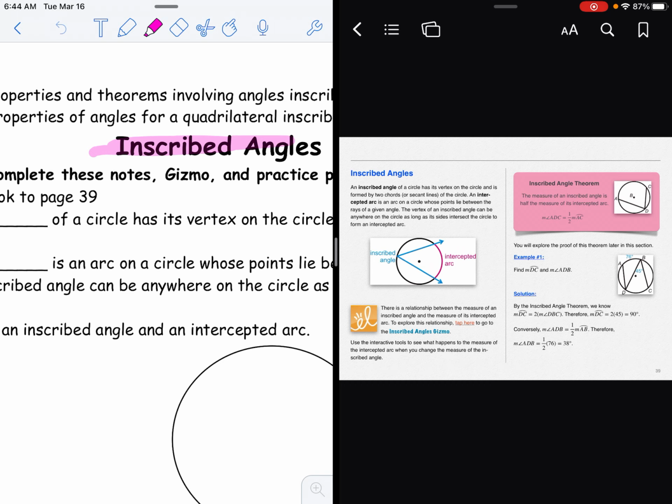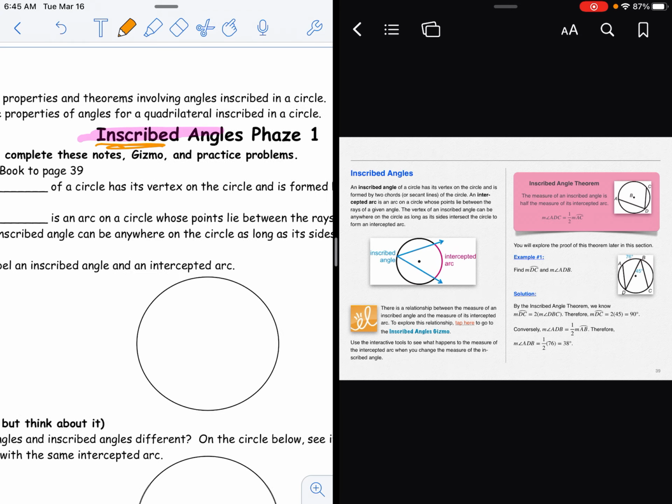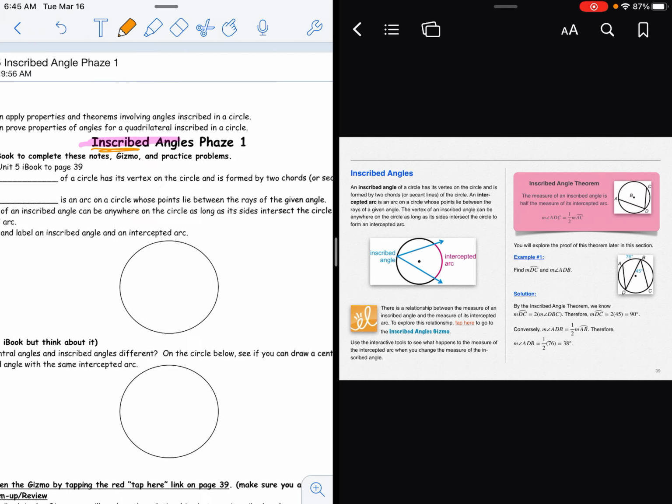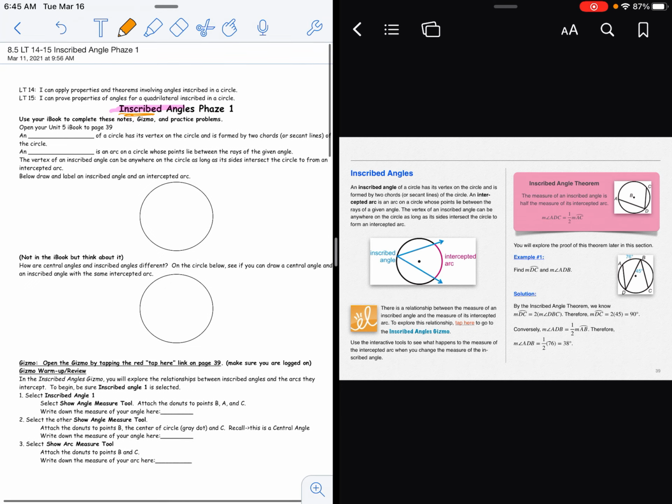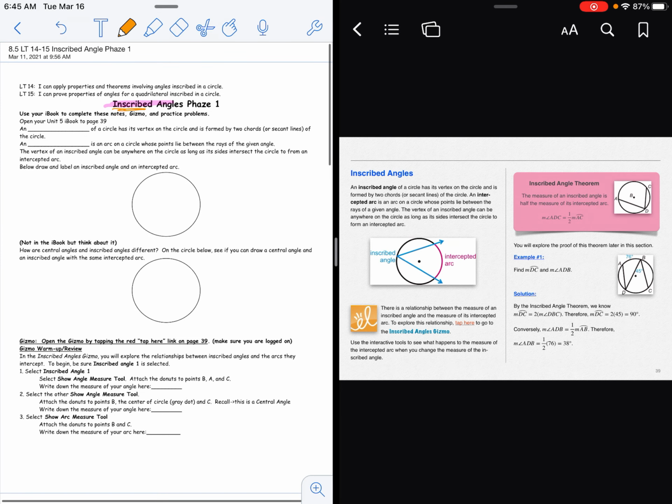Okay, students, so now what we're going to talk about is inscribed angles. What we've done a lot in the past is talked about central angles. Central angles have their vertex in the center of a circle, hence the name central angles. Inscribed angles, well, let's just start doing the notes and we can tell you exactly what those are.